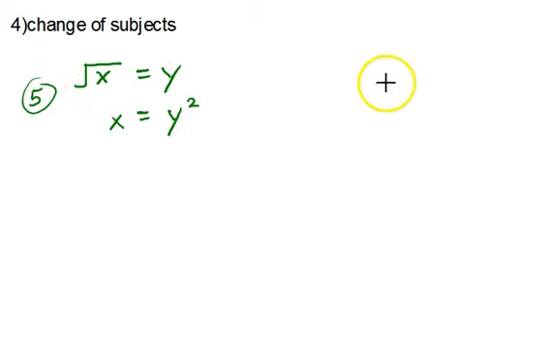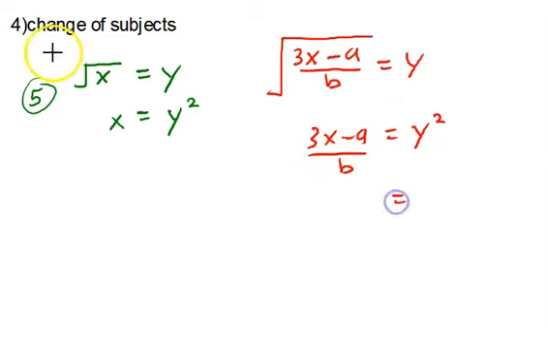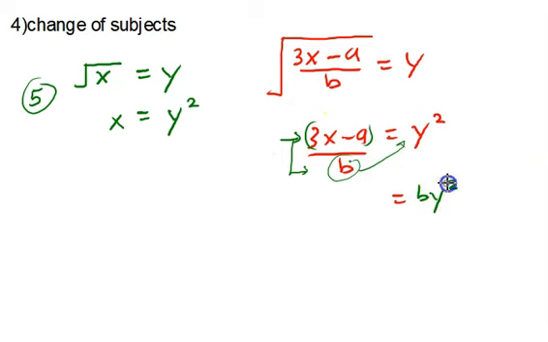Okay, now let us train again with one of the example questions. So here we have 3x minus a divided with b equals to y. Now the whole thing, okay, so move the whole square root into the opposite side, it becomes y square. So now we move out, this is a divide with b, so the b will move the opposite side, becomes a multiply.